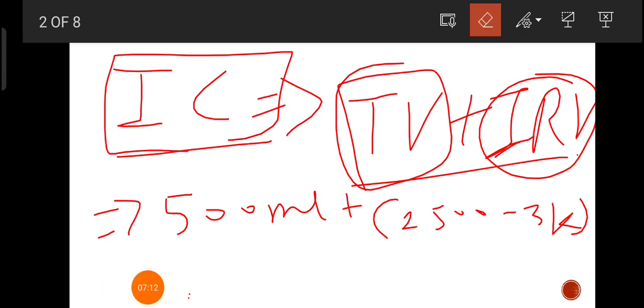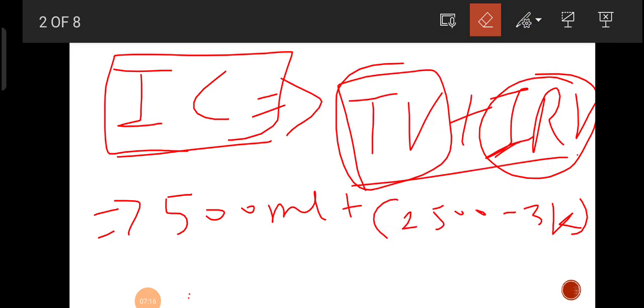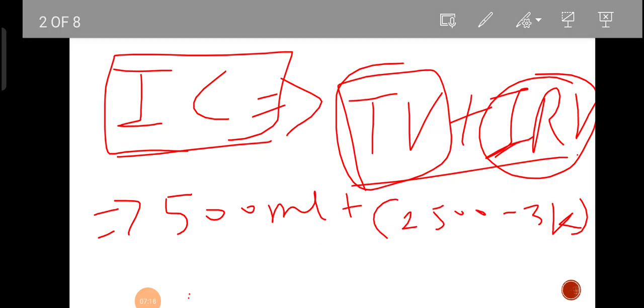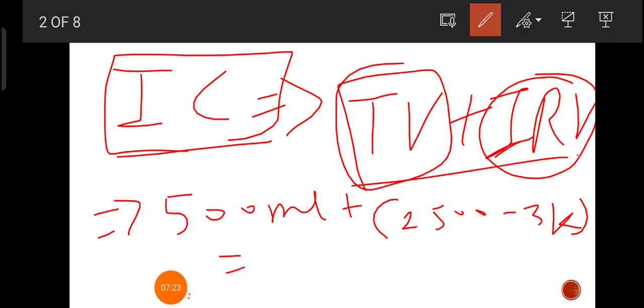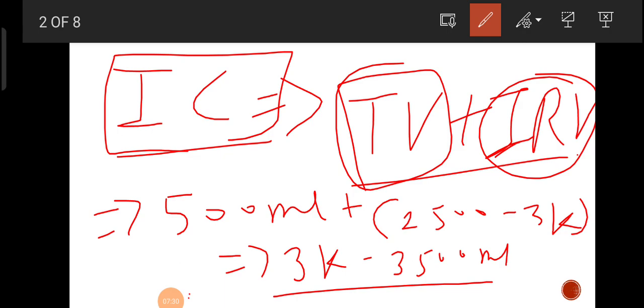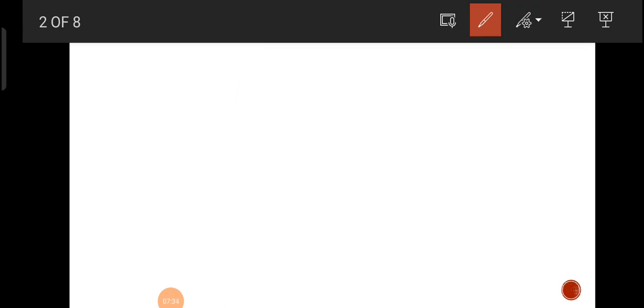Okay, you can calculate the value. You can calculate the value again here, which will be 3000 to 3500 ml. This is the value of inspiratory capacity. Okay, moving to the next capacity, that is expiratory capacity, EC.